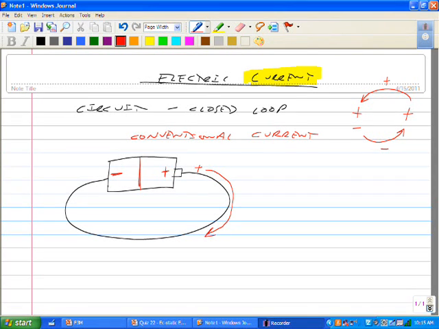So, all right. So, this is what we call a what?